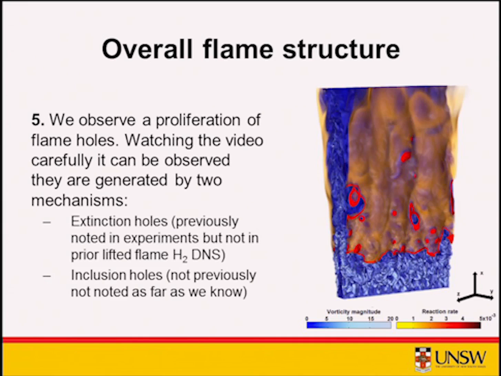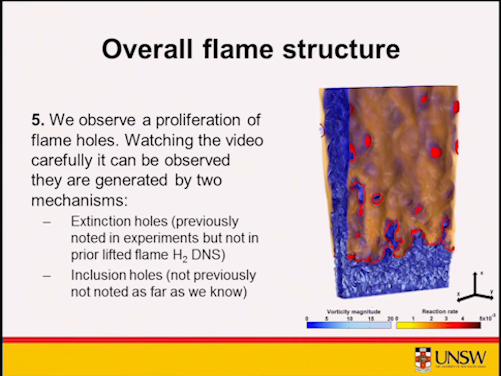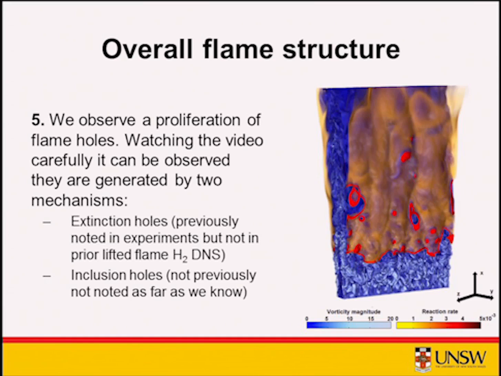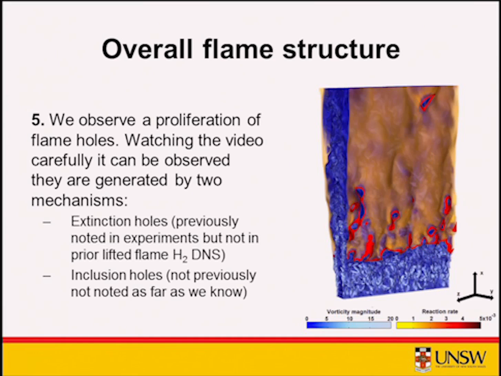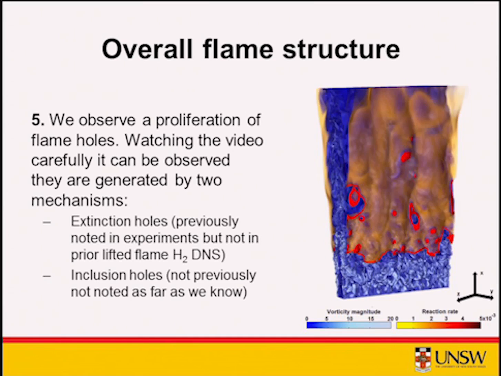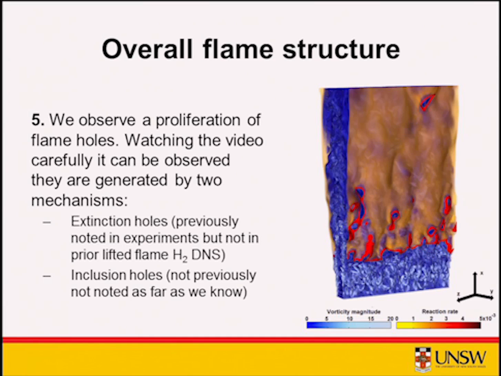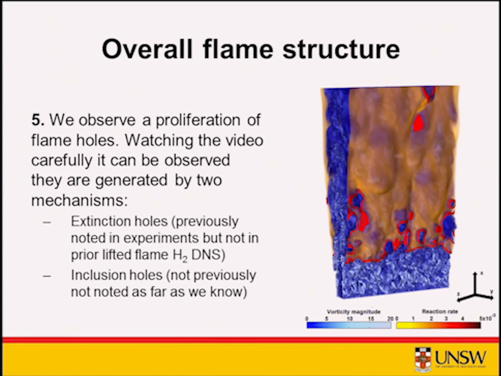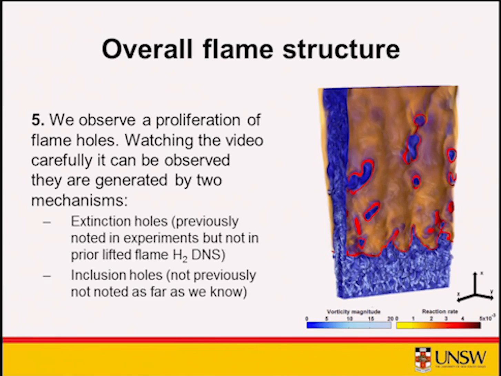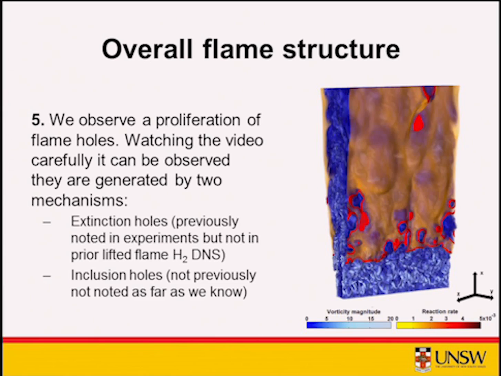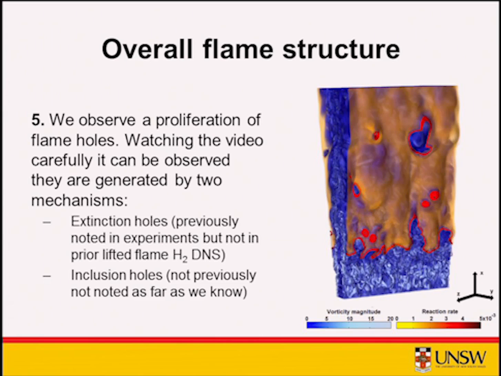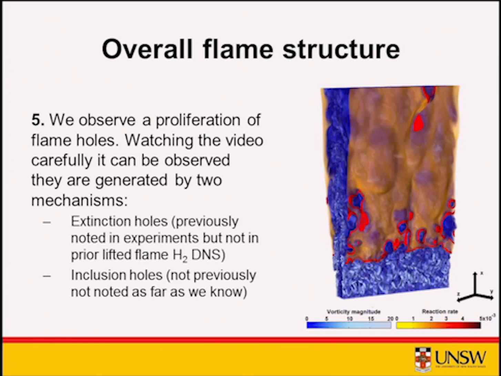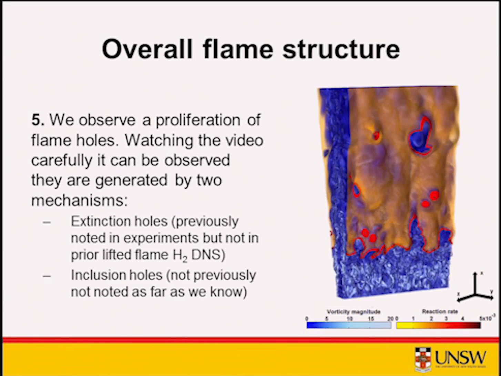We observed two different kinds of flame holes. You can see in this sort of downstream region that we sometimes observe extinction holes in the diffusion flame, but we also observe holes which are created at the leading edge, where a region of unburned reactants propagates downstream, and then the flame propagates around that to create a hole which then can move further downstream. As far as we know, that hasn't been previously noted.